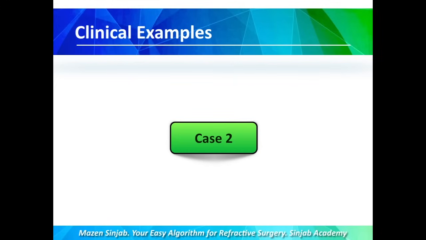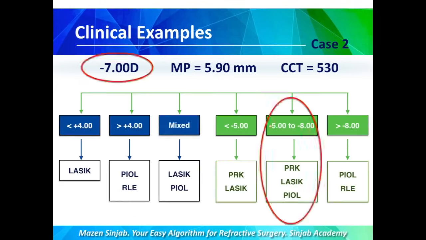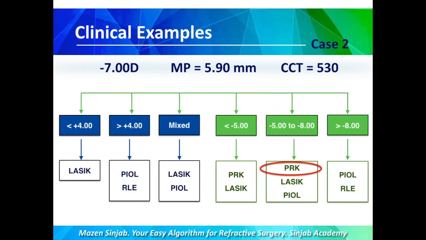Case number 2. A patient has -7 diopters sphere. His mesopic pupil is 5.9 millimeters and his pre-op corneal thickness is 530 microns. According to the algorithm, we have 3 options: surface ablation, like PRK, lamellar ablation, like LASIK, and phakic IOL. Starting with the PRK.